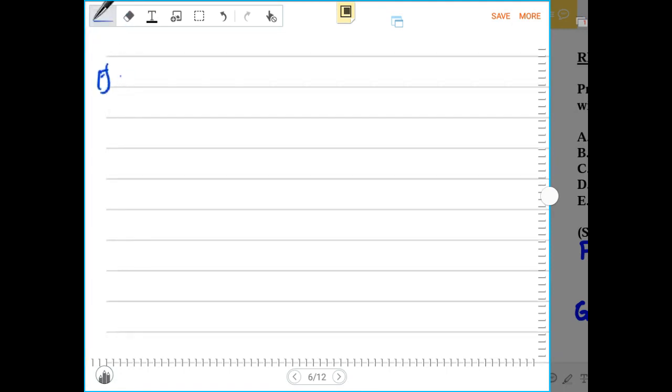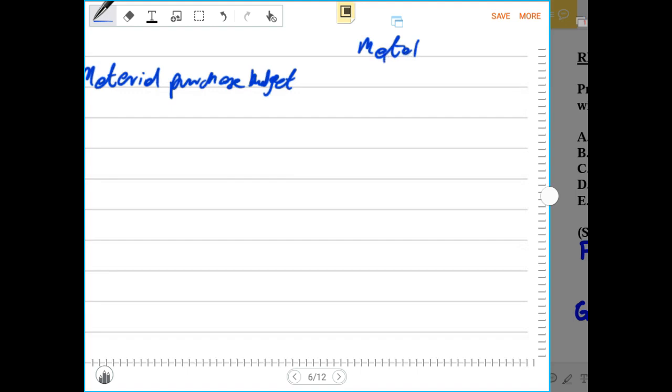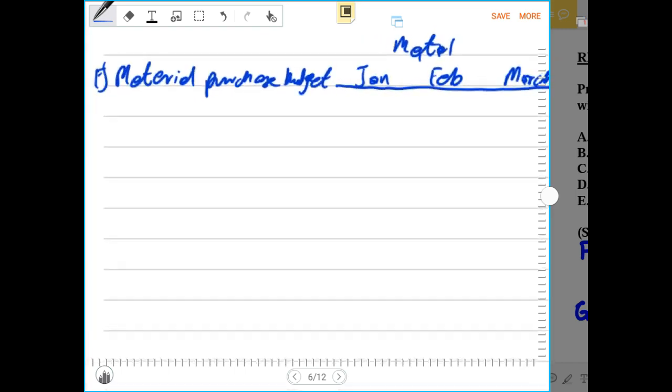Then that is number F, material purchases budget, and that is for metal. Take note of that. I will separate them first, then after I will combine them only for 1 month. So it will still be for the 3 months, the month of January, the month of February, and the month of March. So now when we do that for 3 months, we have one material that we are focusing on, which is the metal materials, only for metal.